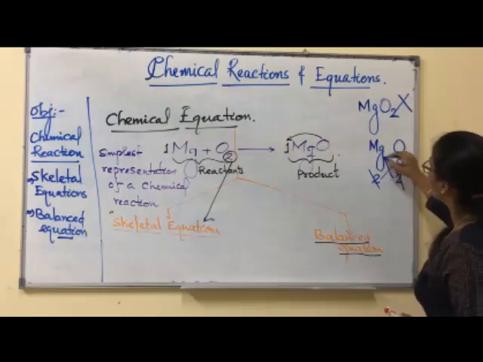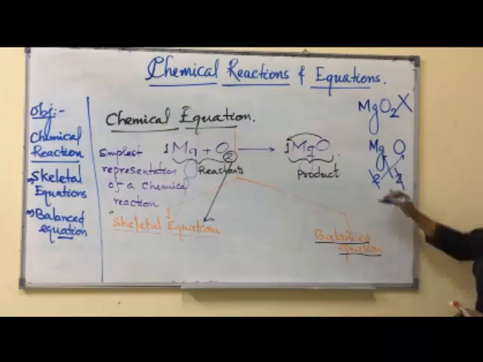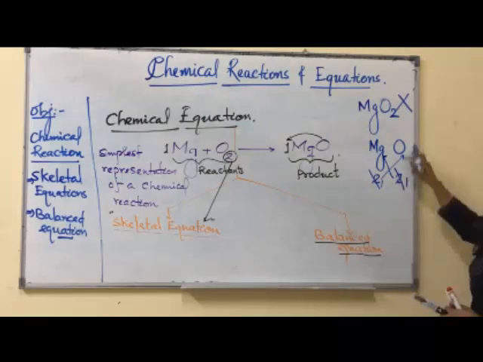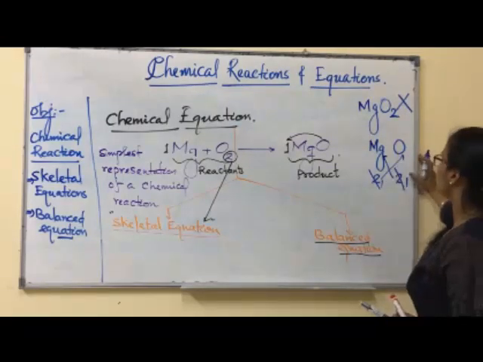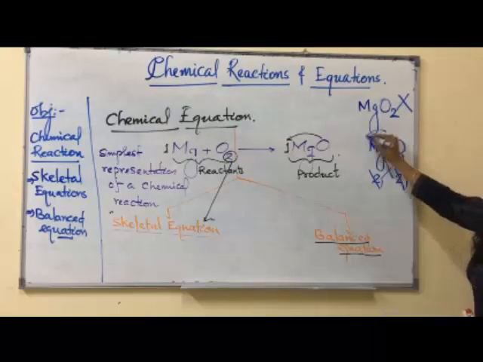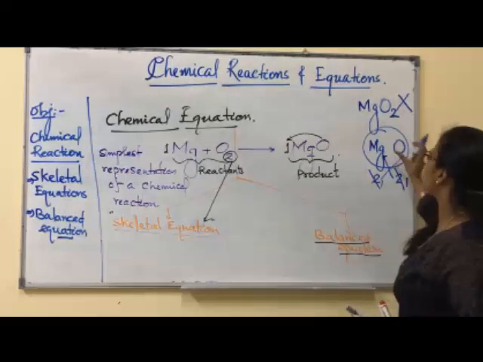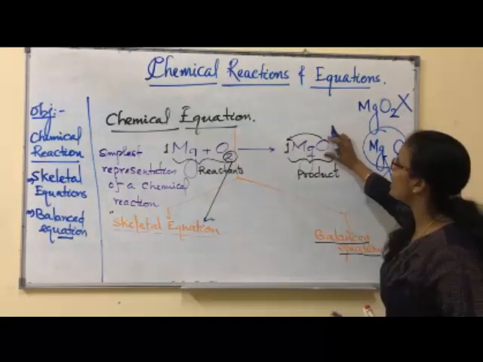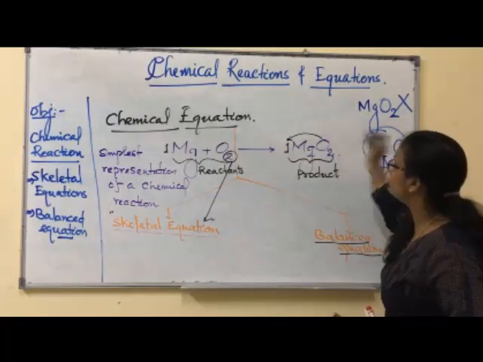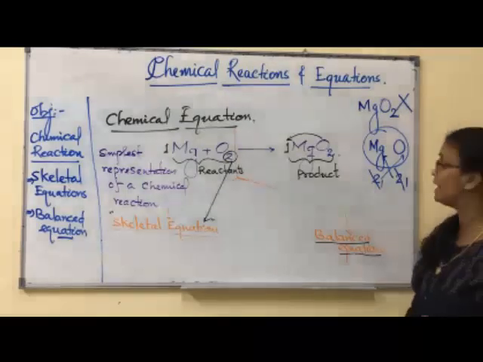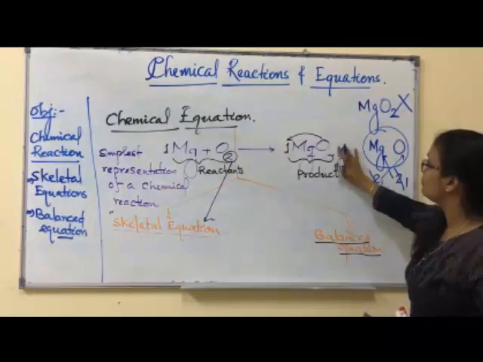So you have to cross the numbers. Now the simplest ratio, 2 and 2, becomes 1 and 1. And that 1 and 1 we cross over, and you will get the molecular formula as magnesium oxide, MgO. Now this magnesium oxide formula we are not supposed to change, like MgO2 because O2 has to be balanced. That we cannot do.